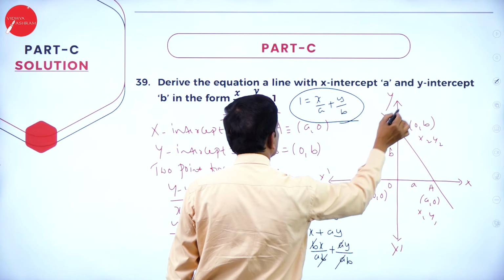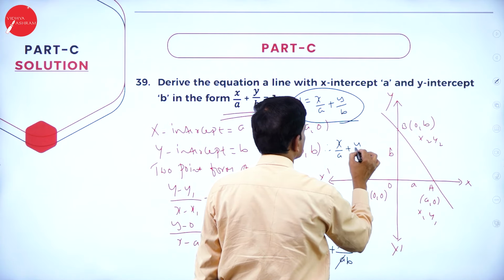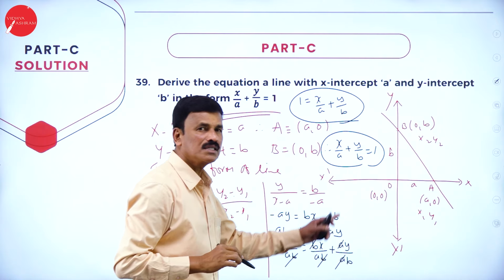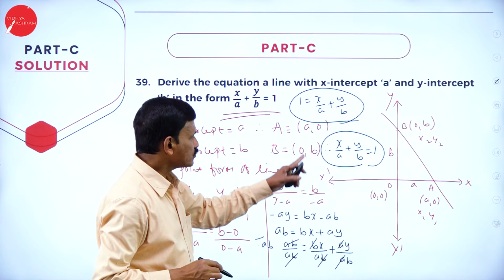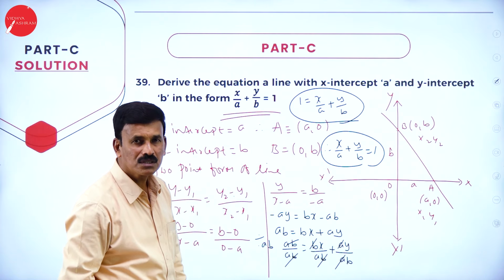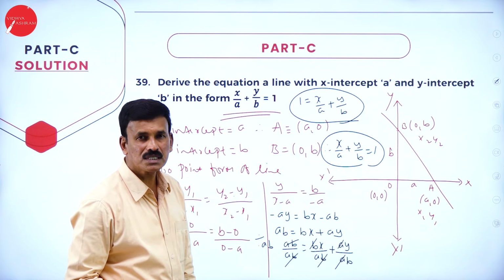So, therefore, the required equation is x by a plus y by b is equal to 1, which is the equation of a straight line in the intercept form, where a is the x-intercept, b is the y-intercept. That's it. Very important. You may expect this also for 3 marks in your final examination.